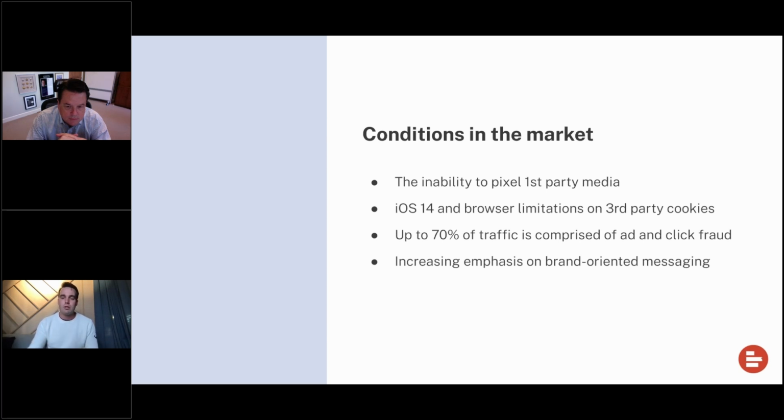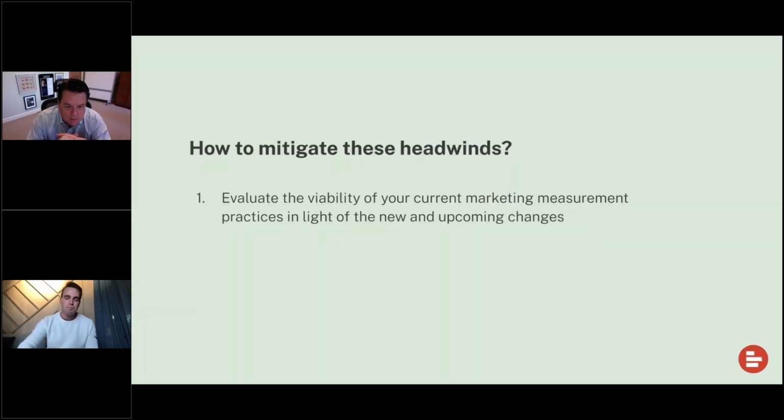So among these different conditions in the market, how best should we respond to them? Right? How can we mitigate some of these headwinds that are making marketing challenging, right? And so we have three things that we're going to discuss here. First of all, what we recommend is evaluating the viability of your current marketing measurement strategy when all of these different headwinds are taken into account, right? So this really just means understanding what's happening and taking a hard look at your measurement practices as they are impacted by these different changes.